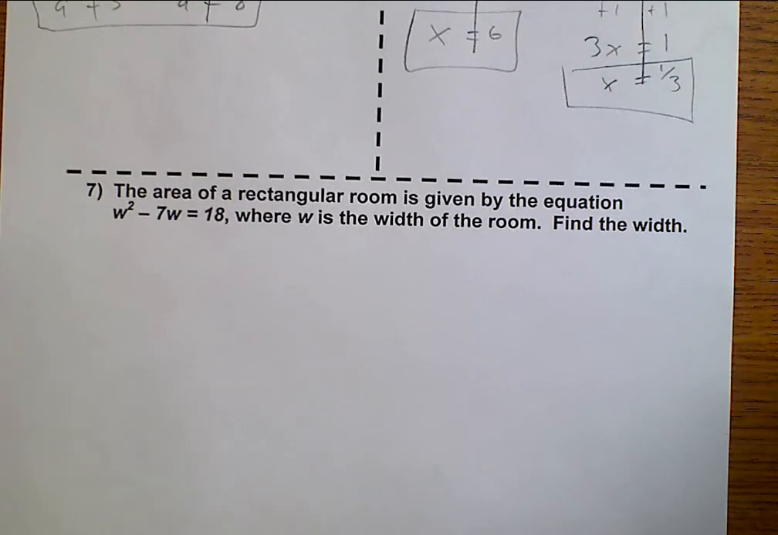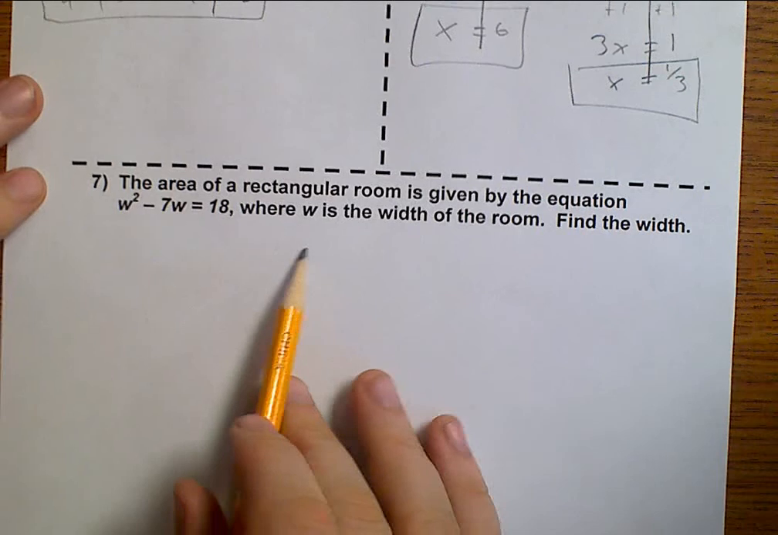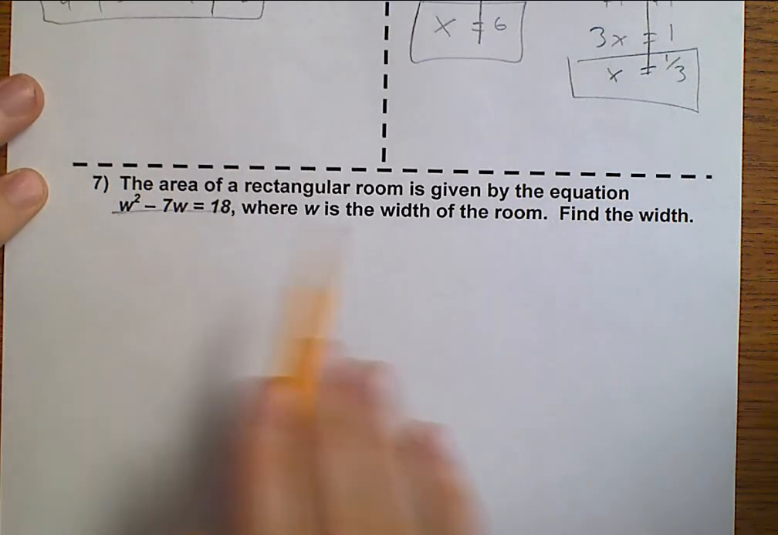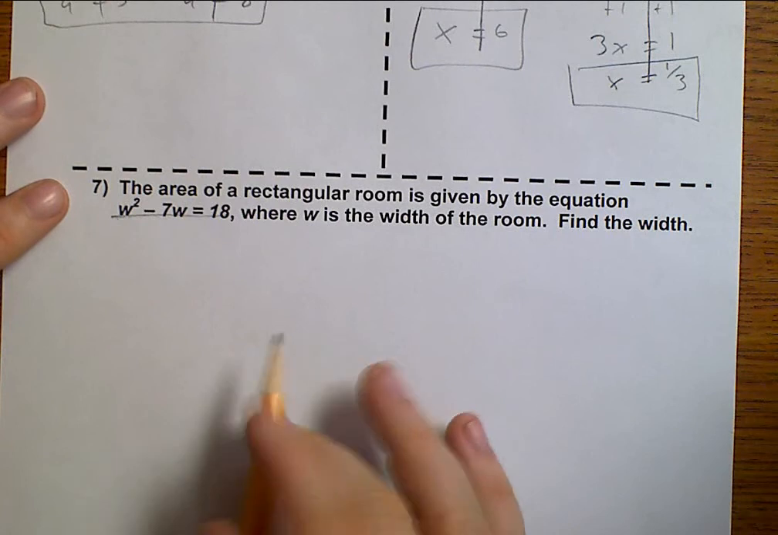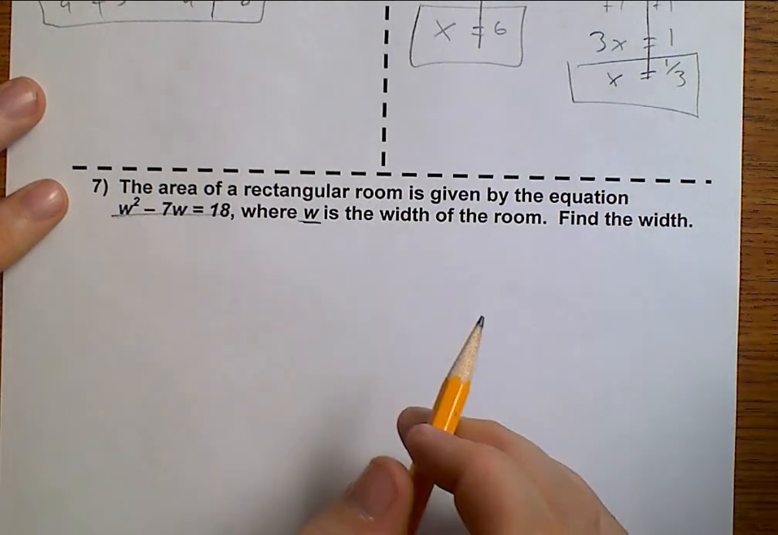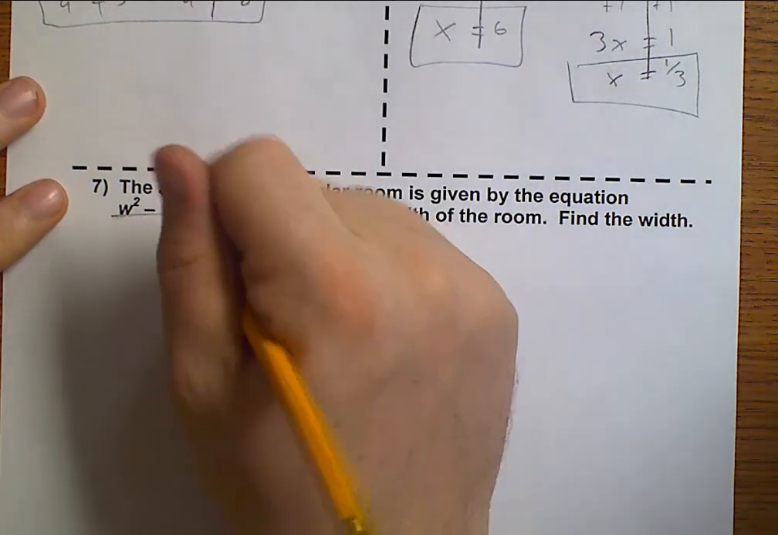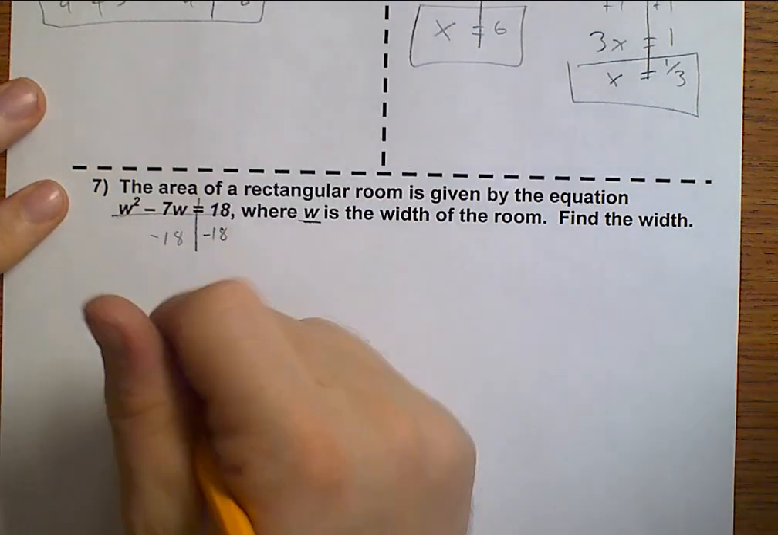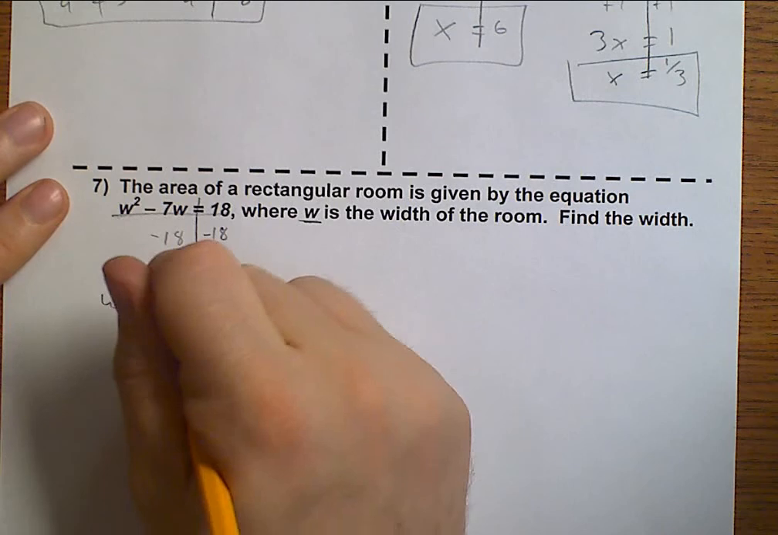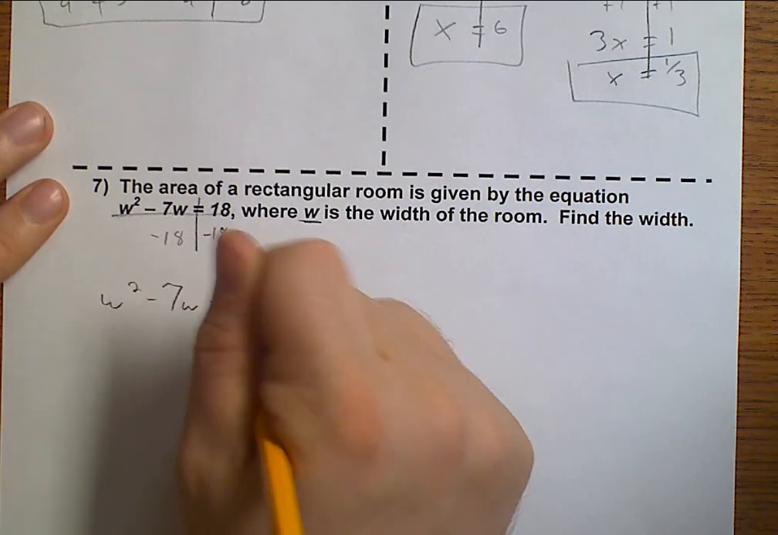Here it says the area of a rectangular room is given by this equation, where w squared minus 7w equals 18. And we want to find the width. Well, I need to subtract 18 from both sides, which will give me w squared minus 7w minus 18 equals 0.